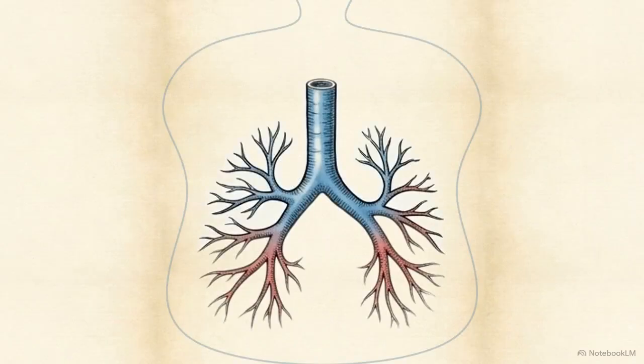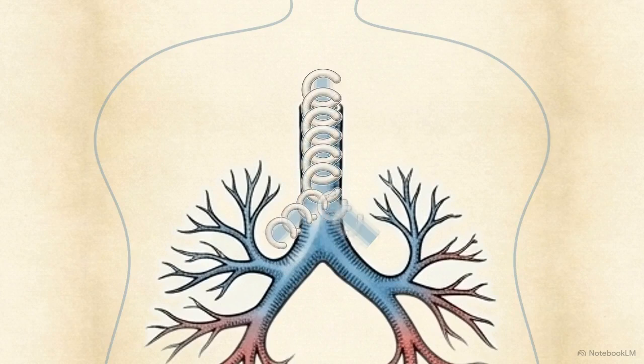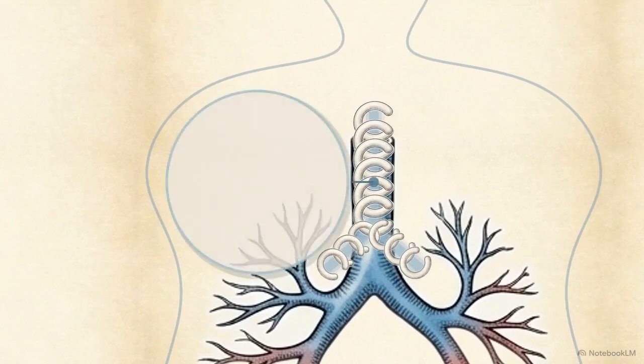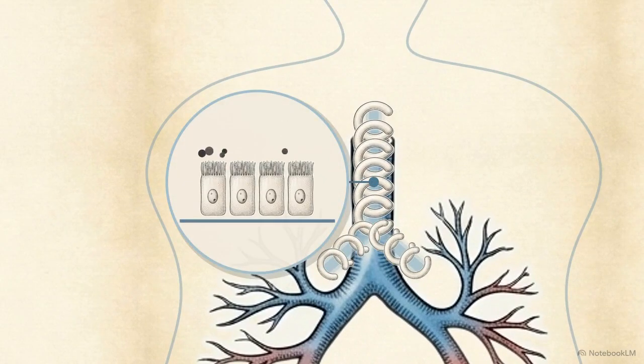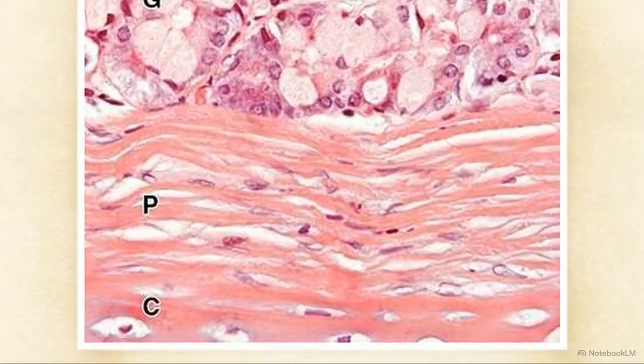We start high up in the trachea and primary bronchi. Down here, the primary objective is keeping the massive airway open and trapping large external debris. Looking at this cross-section of the tracheal wall, you can see continuous C-shaped rings of hyaline cartilage. These provide the rigid structural support required to prevent the airway from collapsing under negative inhalation pressure.